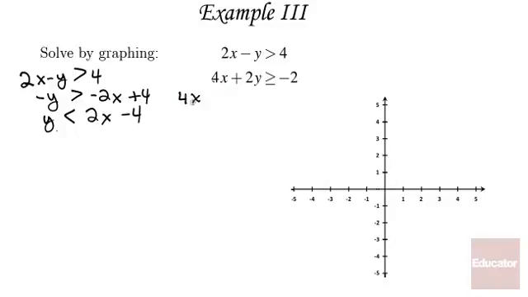So here I have 4x plus 2y is greater than or equal to negative 2. So I'm going to subtract 4x from both sides. And then I'm going to divide both sides by 2. And since 2 is a positive number, I can just keep that inequality symbol as it was. So this is negative 4 divided by 2. So that gives me y is greater than or equal to negative 2x minus 1.